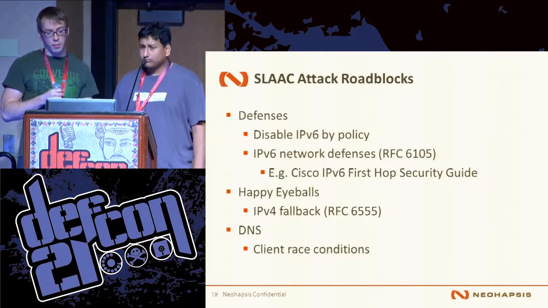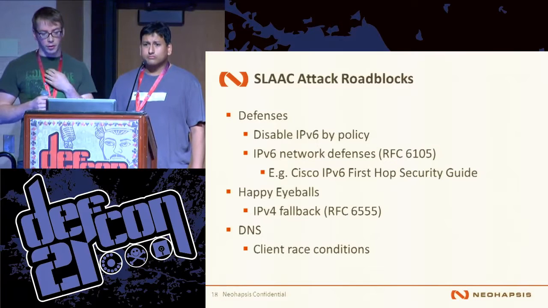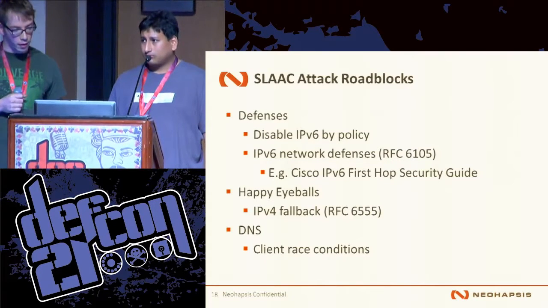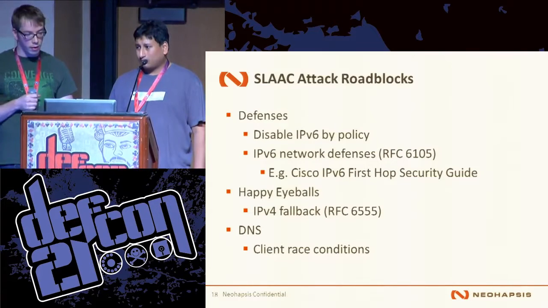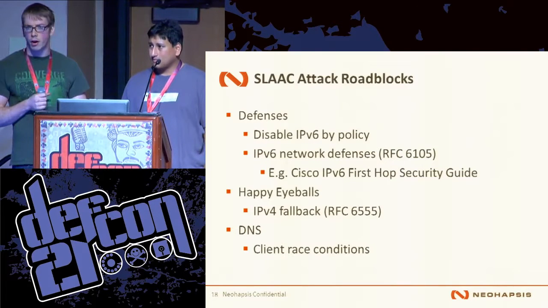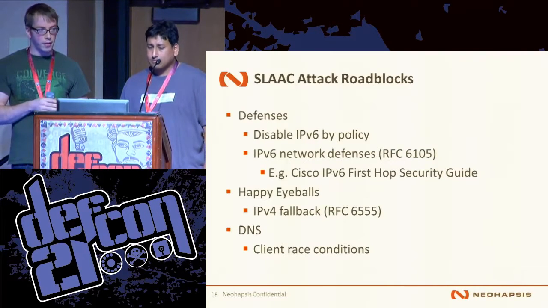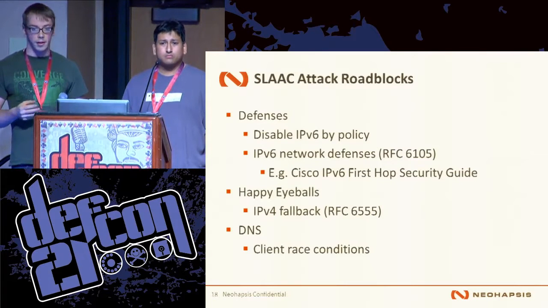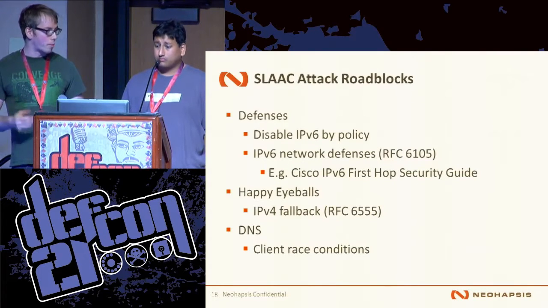One of the other things that we have to be on the lookout for are IPv6 network defenses, and these are specified in RFC 6105. There's also a guide that Cisco put out that talks about how to protect against first hop attacks, and they have a technology called RA guard, router advertisement guard, that basically blocks that router advertisement packet from hitting any of the other ports on the switch.